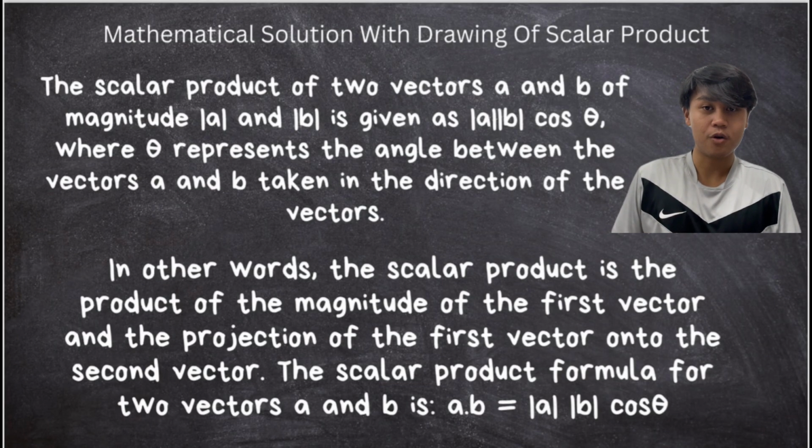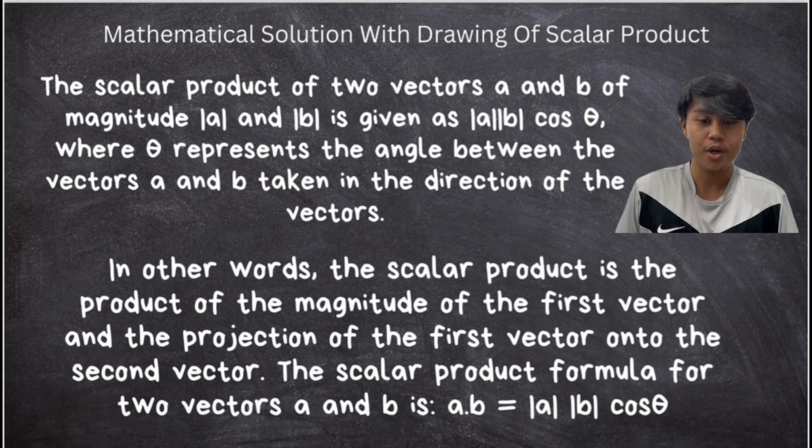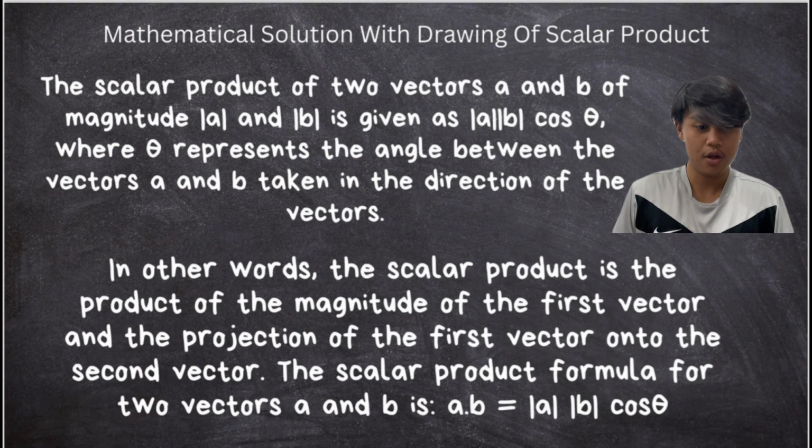Mathematical solution with drawing of scalar product. The scalar product of two vectors A and B of magnitude A and B is given as A B cos theta, where theta represents the angle between the vectors A and B taken in the direction of the vectors. In other words, the scalar product is the product of the magnitude of the first vector and the projection of the first vector onto the second vector.